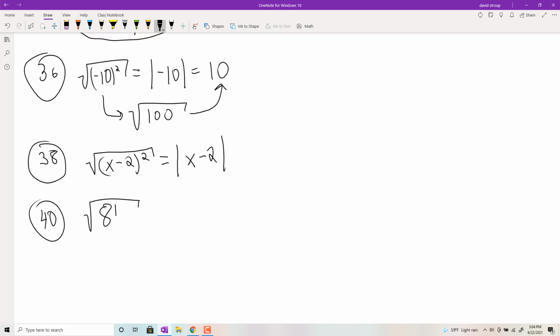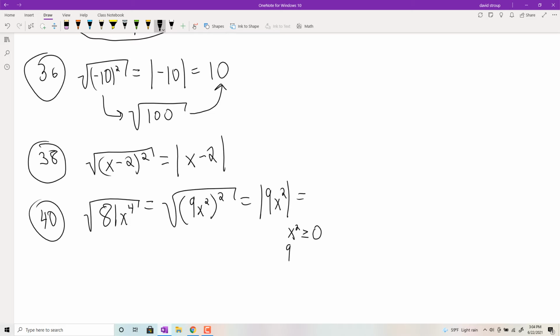Okay. Square root of 81 x to the 4th. So we could rewrite this as the square root of 9x squared, squared. And then that would equal the absolute value, of course, of 9x squared. Anything squared is always greater than or equal to 0. So technically we don't have to write the absolute values because x squared is greater than or equal to 0. So if you took this inequality and multiplied both sides by 9, 9x squared will be greater than or equal to 0 as well, which means you don't need the absolute values. Okay?